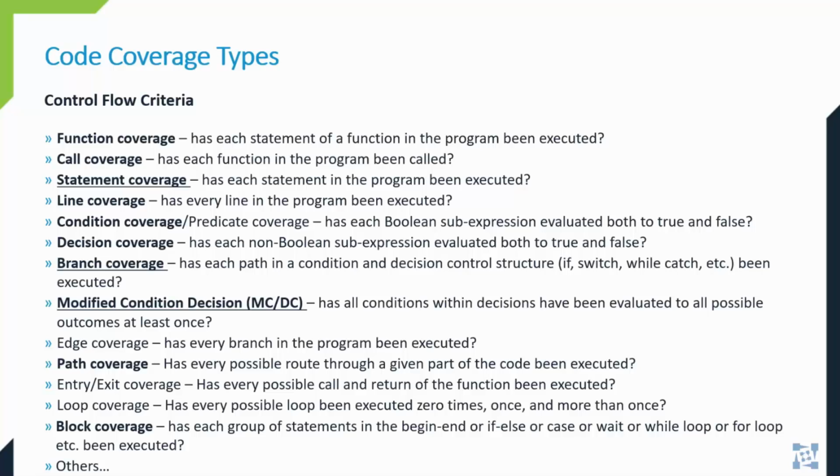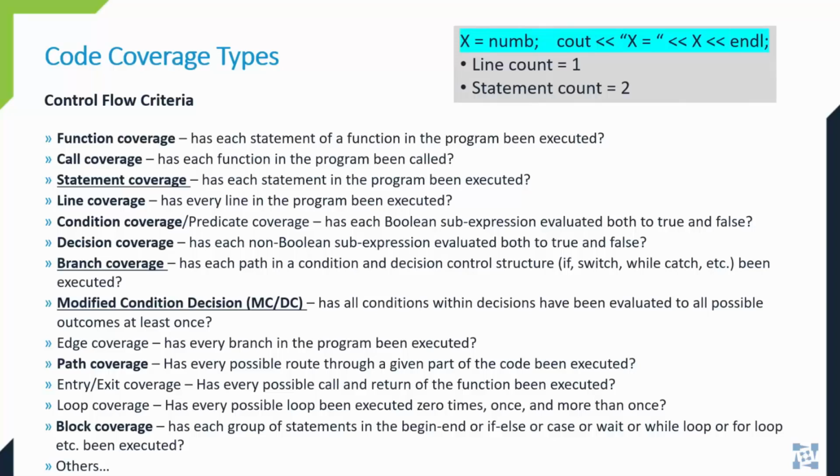The next two types are also interesting in a different way. Statement coverage determines if each statement in the application has been executed, while line coverage determines if every line of the code has been executed. So how do they differ? Well, you can imagine multiple statements on a single line of code, as highlighted in blue. It counts as one line of code, but two statements. Therefore, you will have different value results.